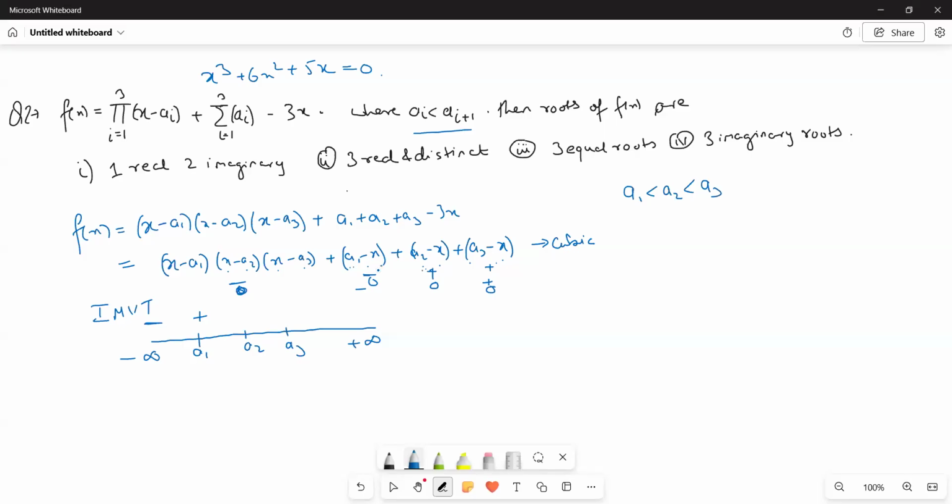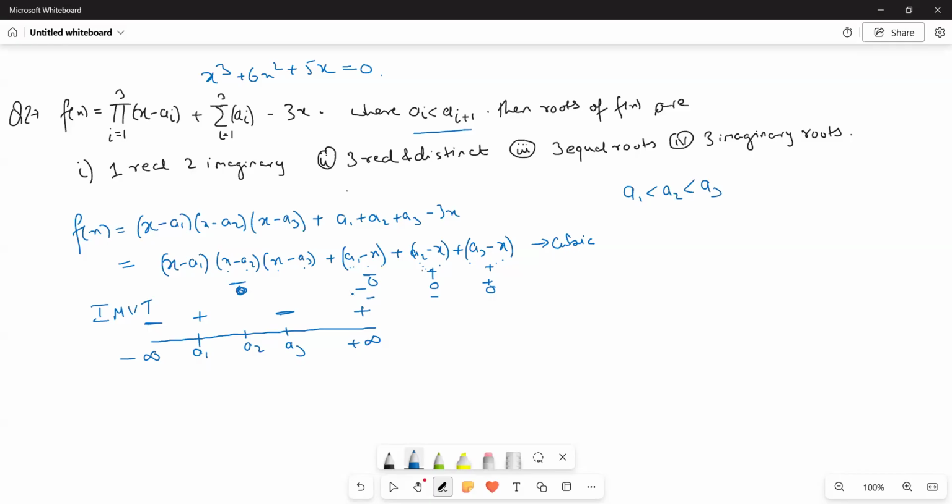Now this would be a1 minus a3 negative, a2 minus a3 negative. So a3 पे वैल्यू नेगेटिव है, and as x tends to plus infinity, it's a cubic with a positive leading coefficient, तो यहाँ पे प्लस हो जाएगा. So now from IMVT, what can we conclude?